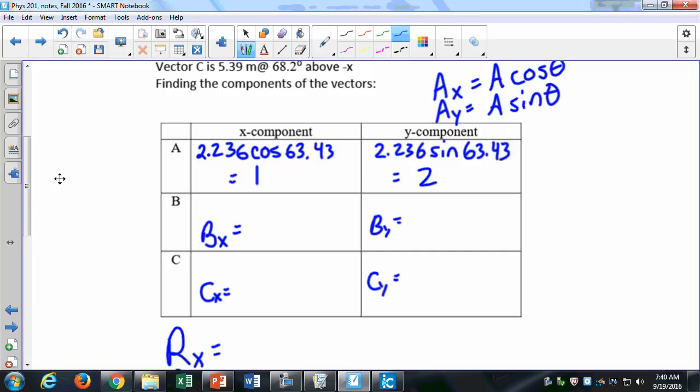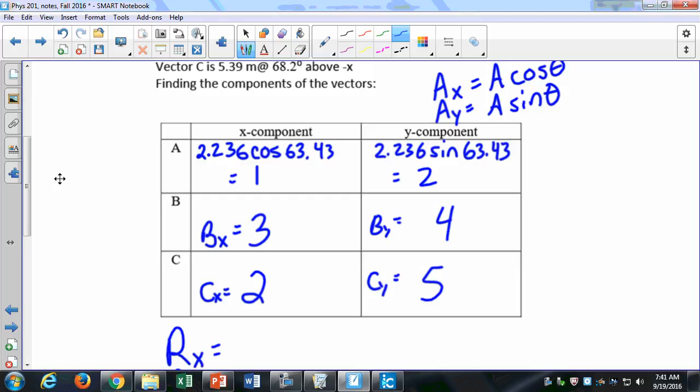Bx, what is Bx? It's equal to 3. By is 4, we'll come back to that. Cx, 2, and then Cy is 5. Okay, now we have to be careful here because we want to get our signs correct. And right now we have some negatives on some of these components that we haven't written. So we need to make sure that we know what the signs are for these.